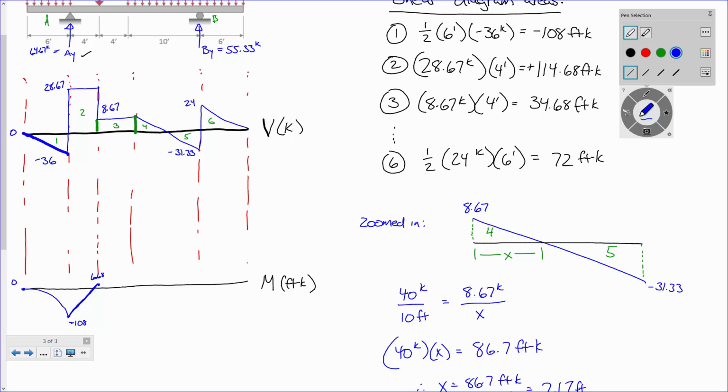Next one, we have area 3, which is plus 34.68. So if I'm at 6.68, I go up 34.68. What's that put me at? 41.36. And what's that going to look like? Straight line, a lot shallower, because in that same distance, there's less change in shear. All right? Hold on, let me move that. I'm going to need the space.